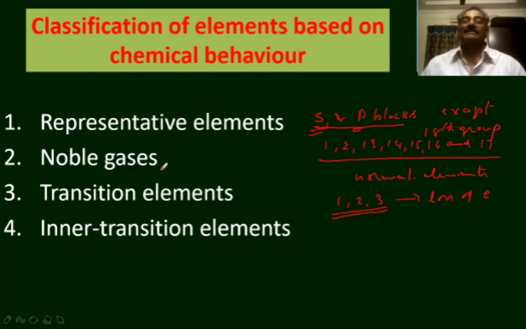Next, noble gases. The noble gases are the elements which are present in the 18th group. The noble gases are also known as inert gases or rare gases. As they are inert in nature, they are said to be the inert gases. Because of their unreactivity, they are said to be the noble gases. And as they are rarely available, that means the abundance of these gases in the air is very low, they are also known as rare gases.